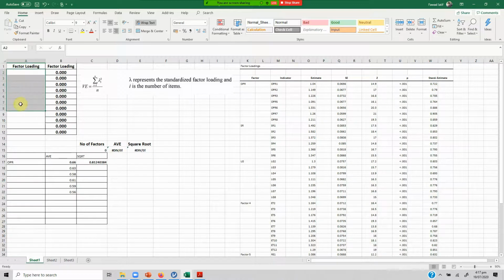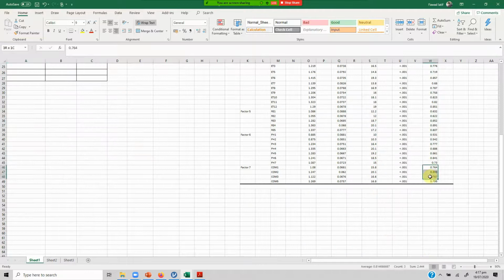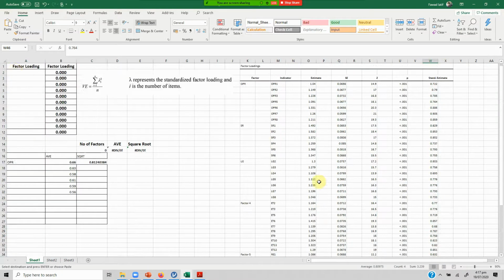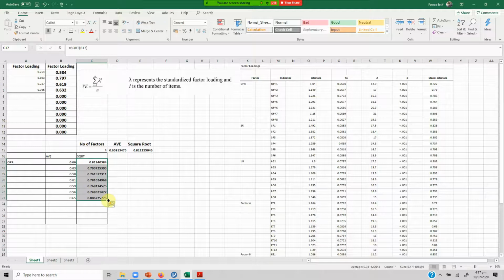Just remove the previous ones so that there is no mistake in doing. And then 0.65. Once you've got this, just take the square root. So now this is how you have established your composite reliability and convergent validity. All these values of AVE are greater than 0.5. So once they are greater than 0.5, you know that convergent validity is established.